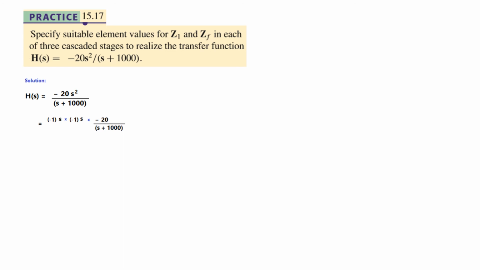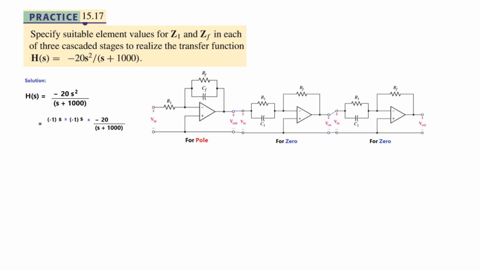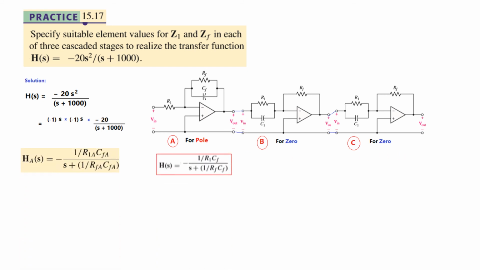So we just break it down, and since all our circuits use inverters, we'll write a -1 here and a -1 here, so this will become plus, and this one is -20, s plus 1000. So these two are represented by zero circuits, and this will be represented by a pole circuit. So let's start with the pole circuit first. So this should be a pole circuit, and then a zero circuit, and then another zero circuit. Same value, same circuit, because the value is s here in both cases. And for ease, we name them A, B, C.